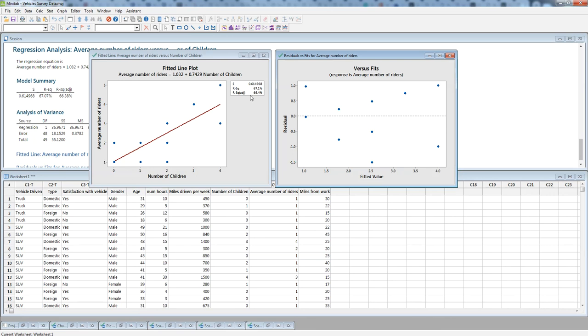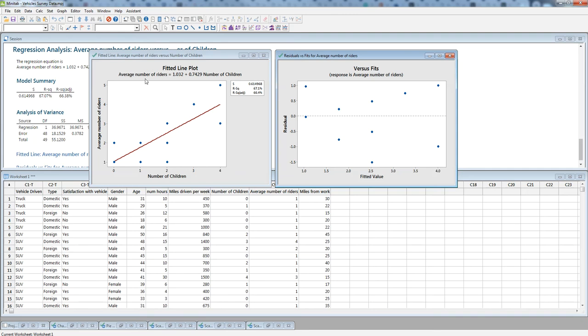Oh, that looks pretty good. Oh, and R-square is pretty good. Yeah. So this tells me that the number of children you have is able to account for about 67.1% of the variation in the number of riders you have when you drive around in your car, which is interesting.